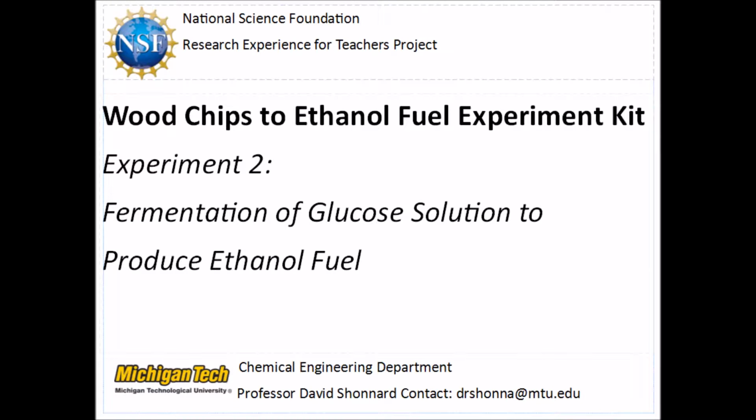The main goal of this experiment is to produce ethanol from a glucose solution. This will be accomplished through the addition of yeast, which will consume the glucose and produce ethanol, water, and carbon dioxide. To simplify the process for this experiment, the yeast will be added to a new glucose solution, but it could also be done with the solution made during enzymatic hydrolysis if the antimicrobial agents tetracycline and cycloheximide were not added to the enzymatic hydrolysis solution.